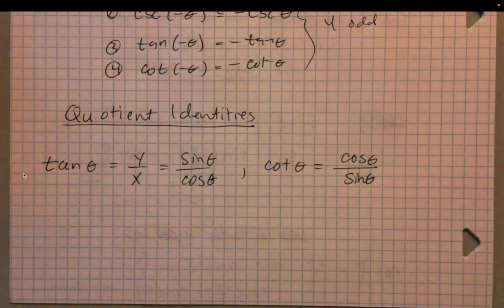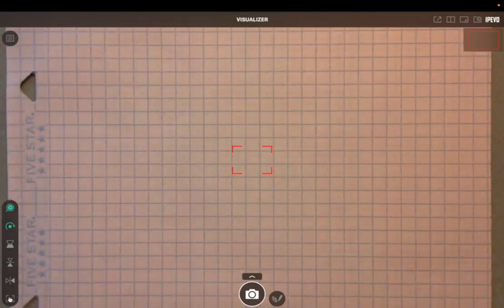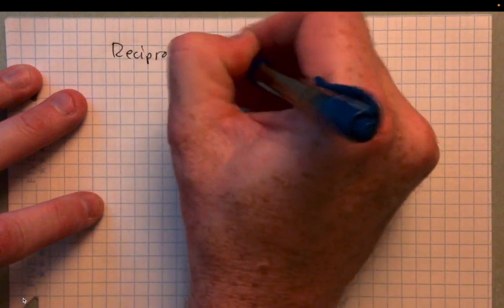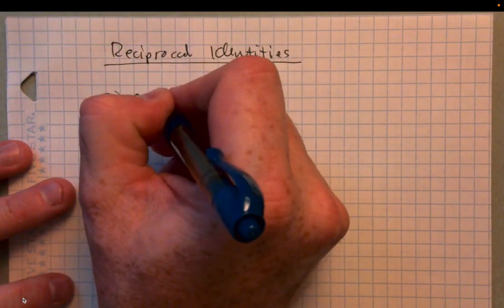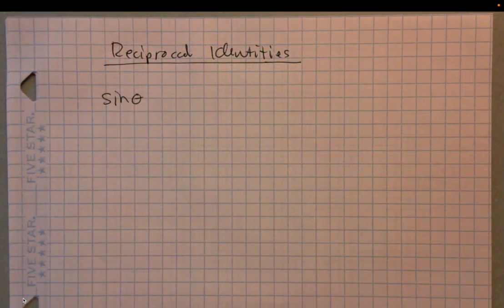Okay, and so that's the first identity that we want to draw attention to. The second one is what's called the reciprocal identity. We've kind of hinted at these already, right? For example, we've said that the sine of theta is equal to y, and the cosecant of theta is 1 over y, right?